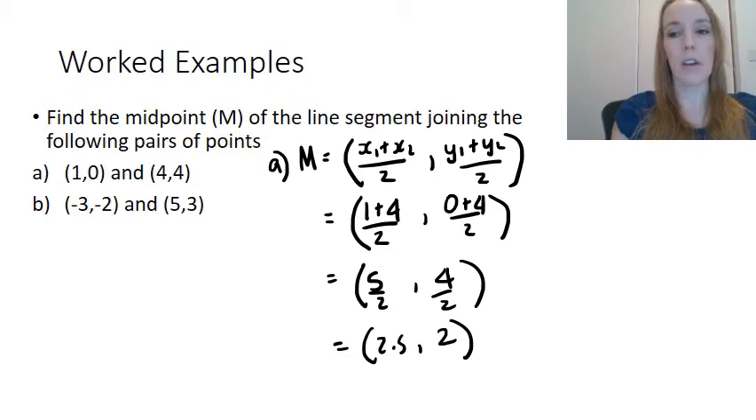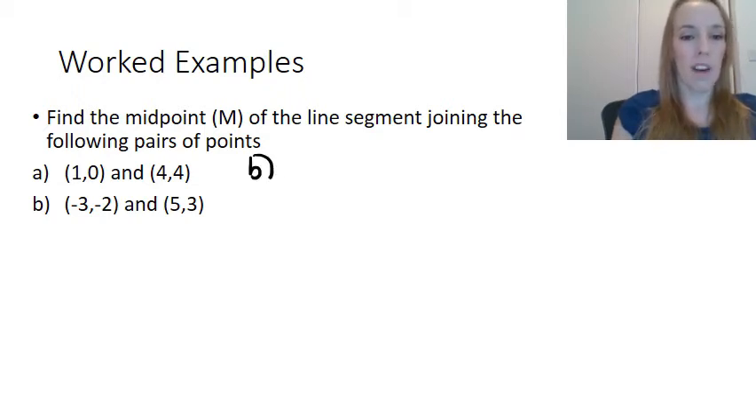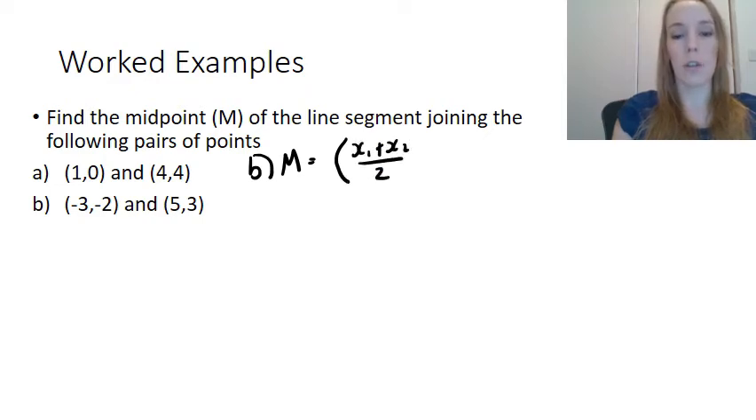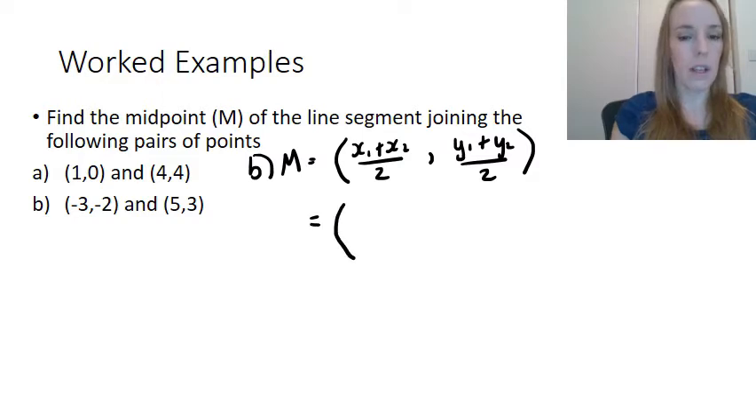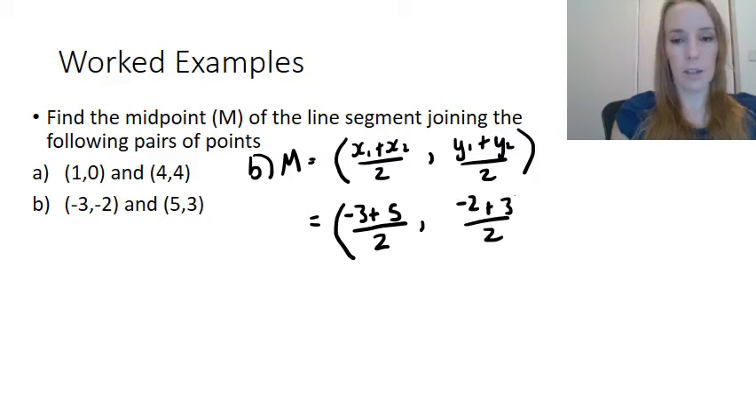So I'm just going to clear the screen, and we can do B. For B, we want to find the midpoint again, and we're going to use the same formula. x1 plus x2 divided by 2, so our average of our x values, and then y1 plus y2 divided by 2, the average of our y values. So for our x values, we've got -3 plus 5 divided by 2, and we've got -2 plus 3 divided by 2. So -3 plus 5 is going to give us 2, so we've got 2 divided by 2, and -2 plus 3 is going to give us 1 divided by 2.